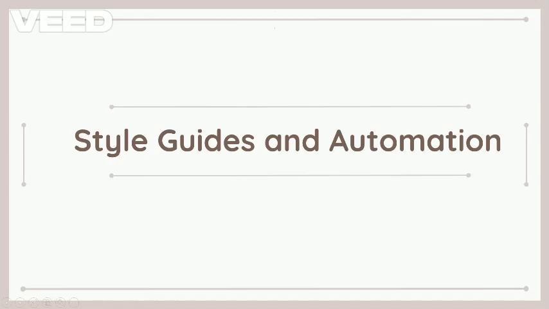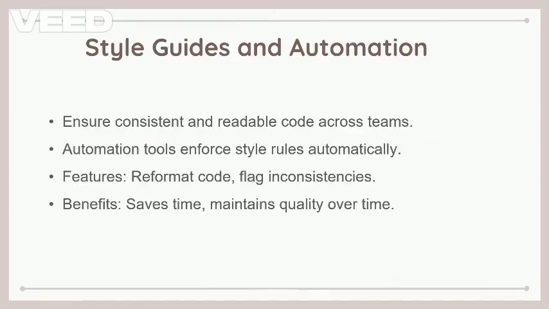Style guides and automation. Style guides ensure that code across a team or project looks consistent and is easy to read. Automation tools can enforce these style rules automatically, saving time and effort. For instance, tools can reformat code to match the desired style or flag areas that need attention. Combining style guides with automation makes it easier to maintain code quality over time.